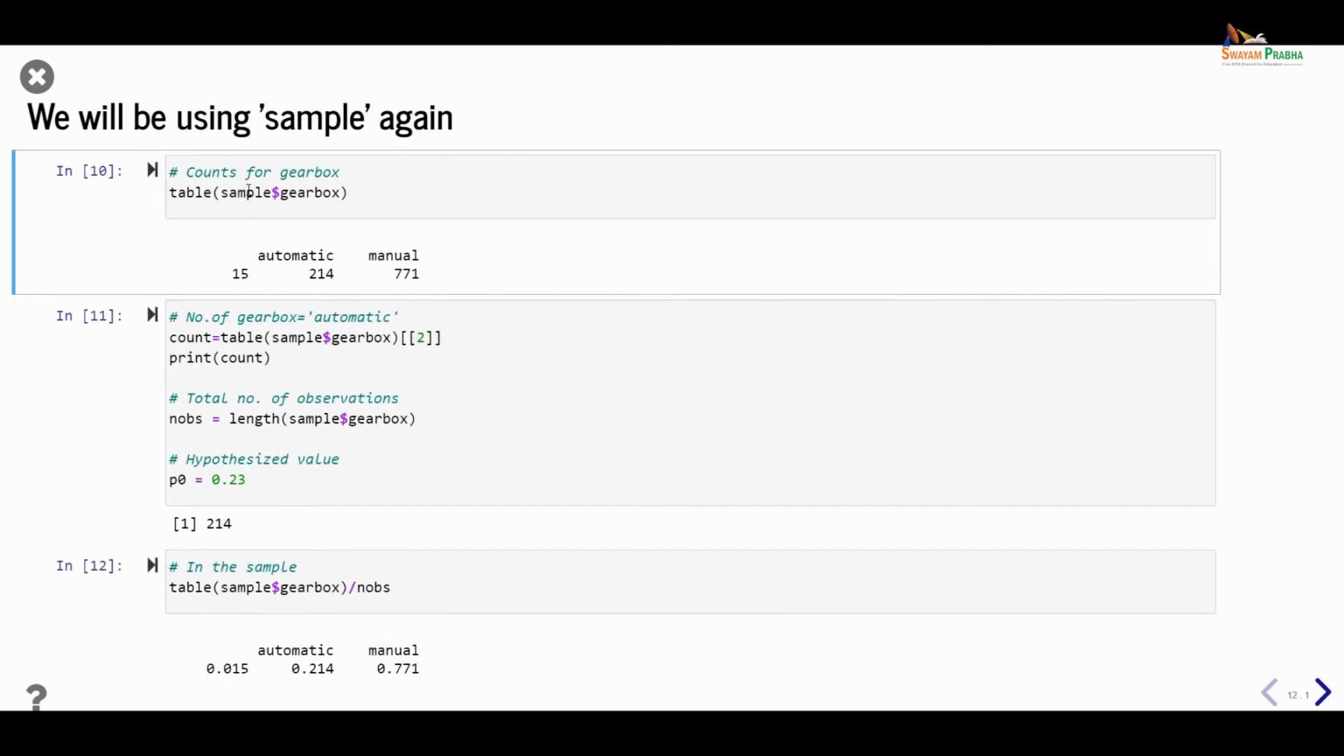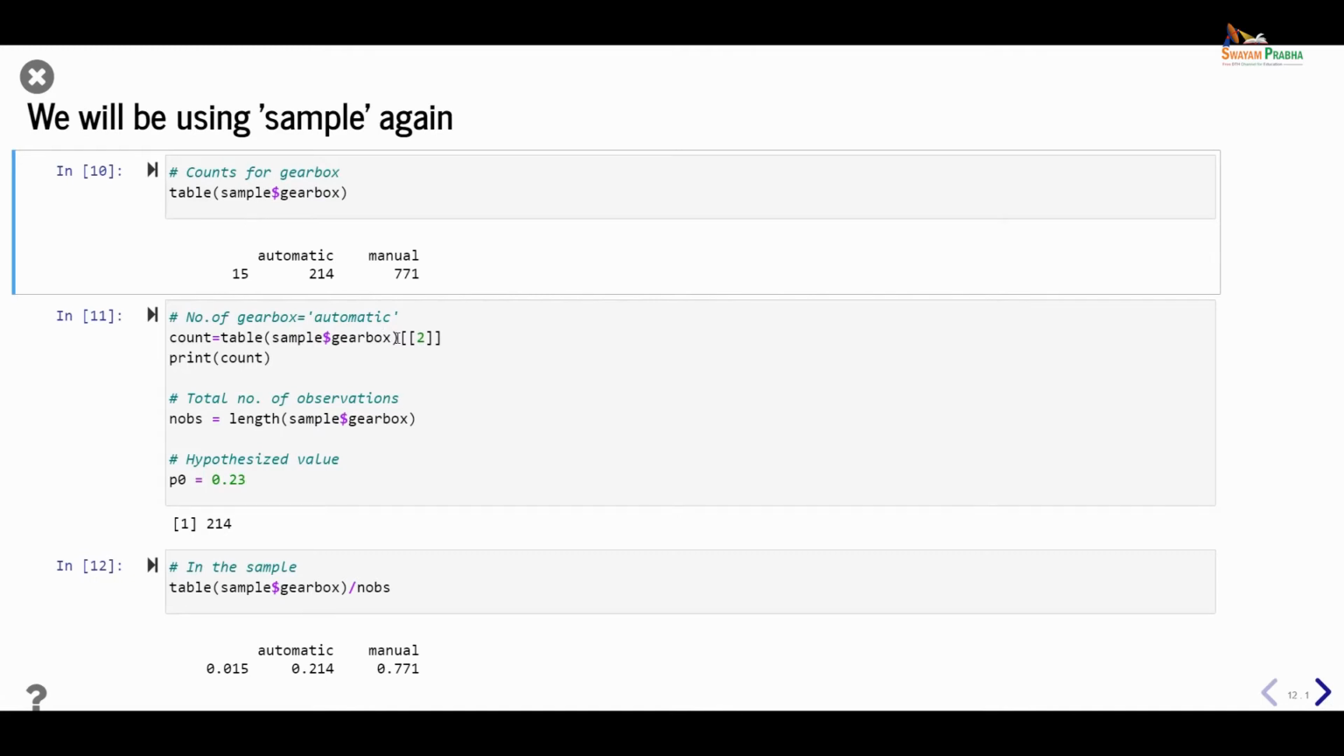We will be using again the same data frame, which is sample. Since we need to compute the percentage of cars with automatic transmission, we are going to be looking at the variable gearbox, which has two kinds of transmission: automatic and manual. Automatic is what we are interested in. I am just going to tabulate the frequencies of both of these categories, and you will see that there are also 15 blank cells, but we are not going to deal with them. Here we are just going to extract the number of records with gearbox equal to automatic, and you can get that from the table itself.